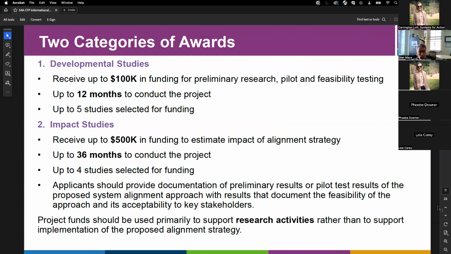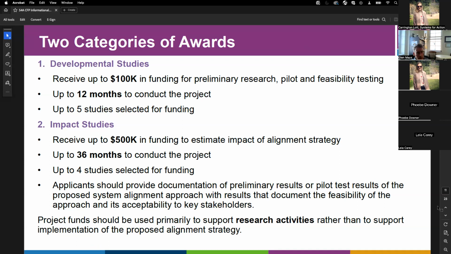This category will provide up to $100,000 in total funding to support preliminary research activities, including pilot testing and feasibility testing of the proposed system alignment approach. These will be awards that are up to 12 months in duration, so the funding can be used up to a 1-year period to conduct the preliminary research and pilot testing. And the foundation anticipates awarding up to 5 studies in this developmental award category.